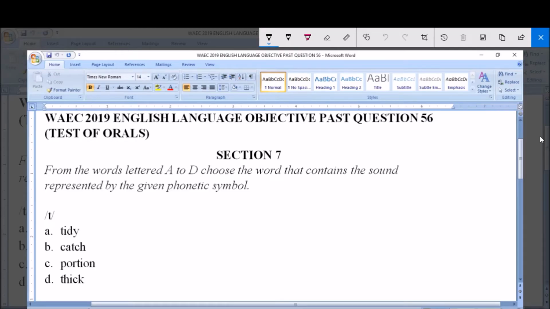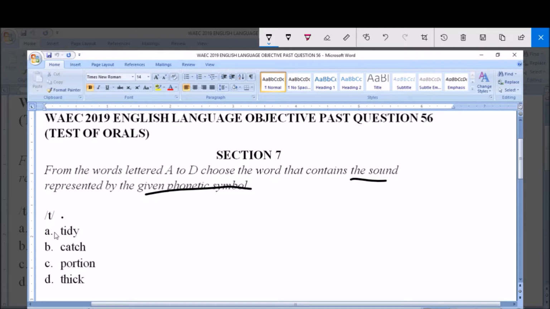Hello, I'm going to be answering WAEC 2019 English Language Objective Past Question 56 under Test of Orals, Section 7. So the instruction is from the words lettered A to D, choose the word that contains the sound represented by the given phonetic symbol. So this is the phonetic symbol given to us, the T consonant sound, and option A is tidy, B catch, C portion, D thick.